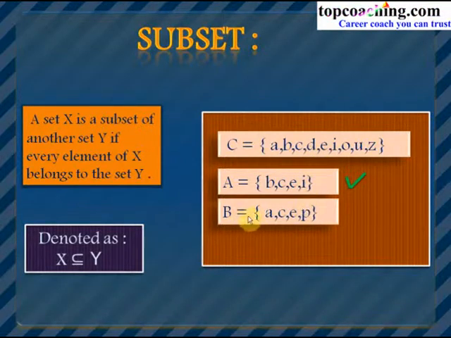Let's try to find out for B. A is contained in this set, C is also contained in this set, E is contained in this set, but P is an element which is not in this set. So B is not a subset of set C. If X is a subset of Y, then every element of X must belong to the set Y, or every element of X must be contained in the set Y. So this is the definition of subset. Remember that every set is actually a subset of the universal set.